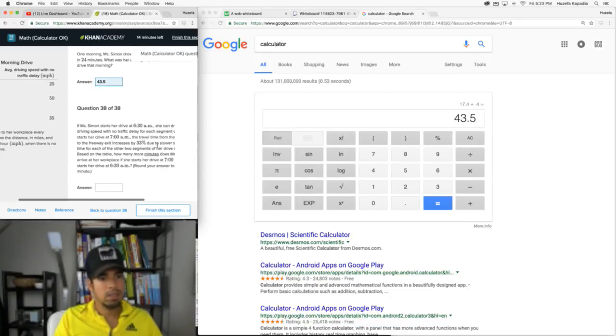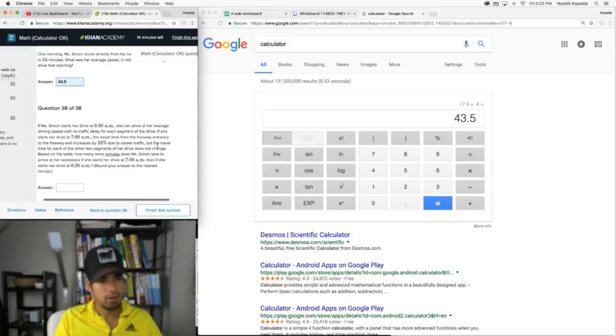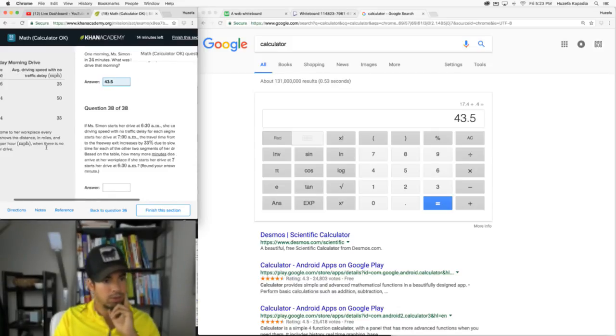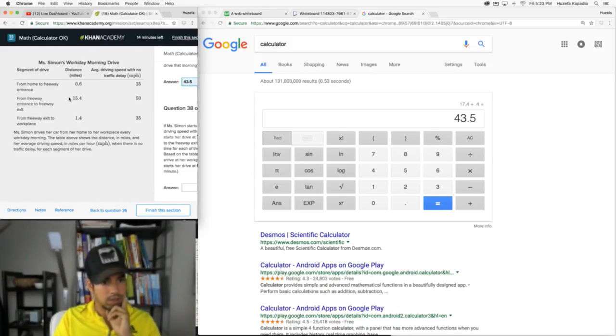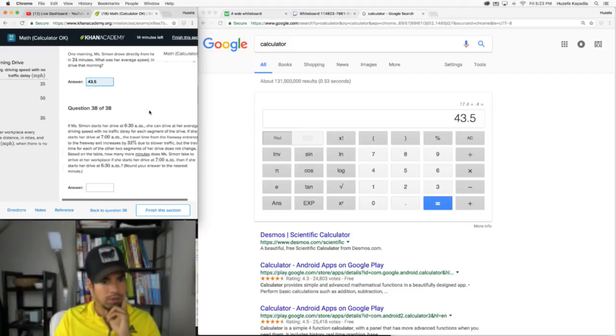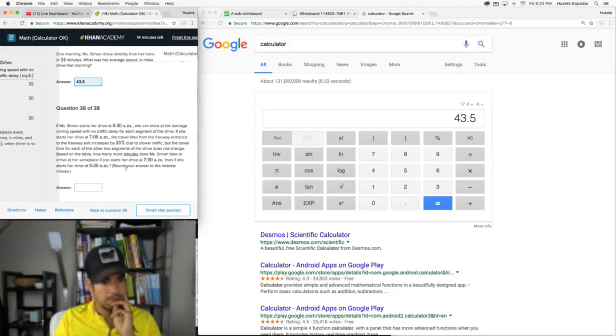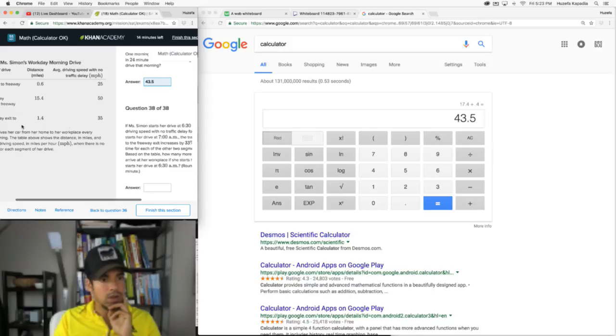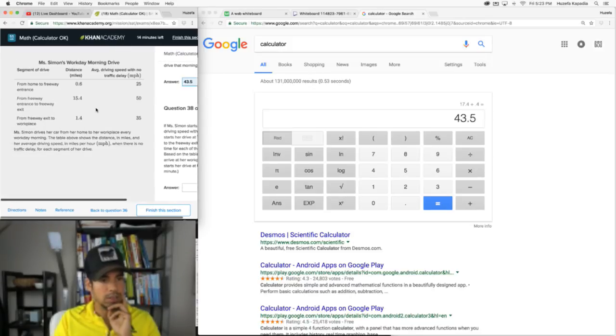All right. If Miss Simon starts her drive at 6:30, she can drive at her average driving speed with no traffic for each segment of the drive. If she starts at 7, the travel time for the freeway entrance to the freeway exit, which is this guy, 15.4 miles, increases by 33%, but everything else stays the same. Based on the table, how many more minutes does Miss Simon take to arrive at her workplace if she starts at 7 versus if she starts at 6:30? So we don't care about these two, only this one changes.